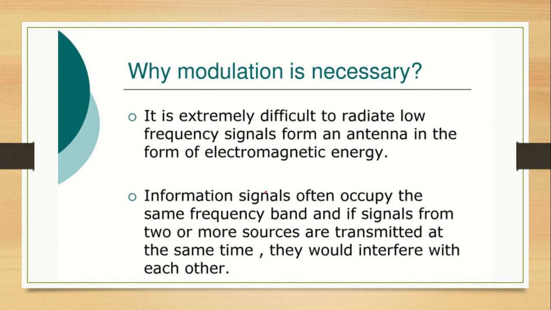So why is modulation necessary? It is extremely difficult to radiate low frequency signals from an antenna in the form of electromagnetic energy. Information signals often occupy the same frequency band, and if signals from two or more sources are transmitted at the same time, they would interfere with each other. So that's one problem in sending a low frequency signal.